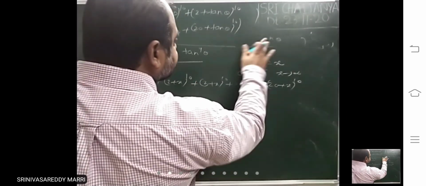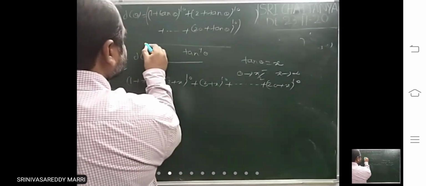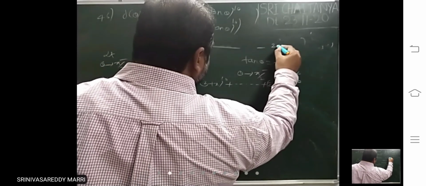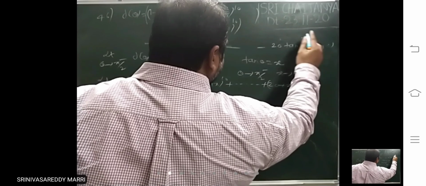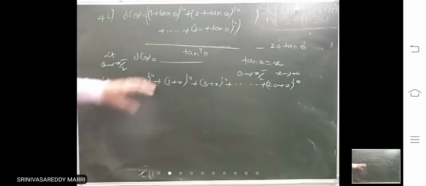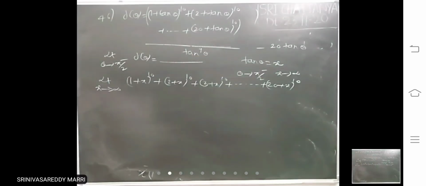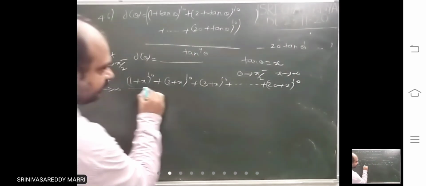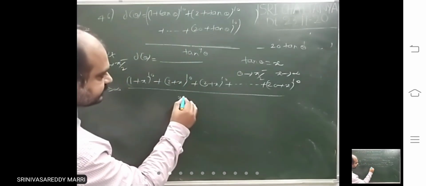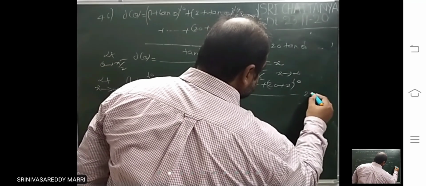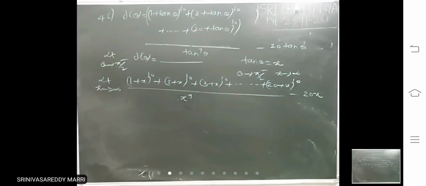Wait. F of theta is only for this, minus 20 tan theta. This is separate. This completely divided by tan power 9 theta, minus 20 theta separately. I have converted the problem into x. This will become easy now. Minus 20x. So therefore, take the LCM here.